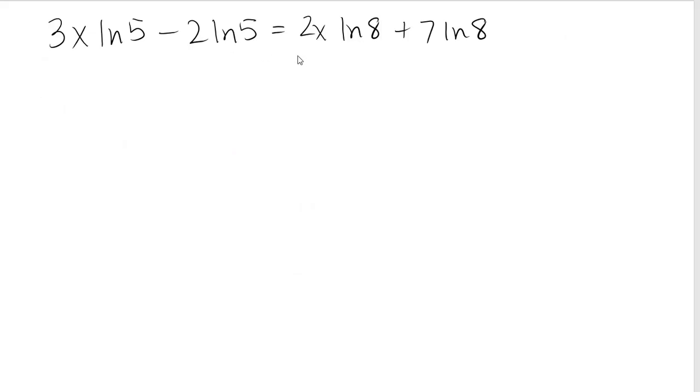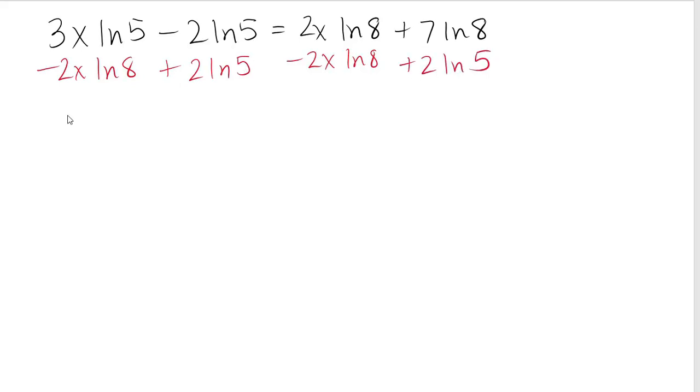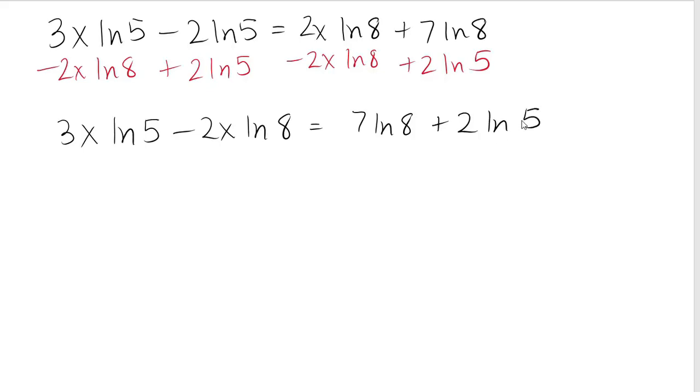This is a linear equation, so I want all copies of the variable on the same side. So I'm going to subtract 2x times the natural log of 8 from both sides. I also want to make sure that any terms that don't have an x in it are on the other side. So this 2 natural log of 5 has got to go to the other side. I'm going to add 2 times the natural log of 5 to both sides. On the left side, we get 3x natural log of 5 minus 2x natural log of 8. And on the right side, we get 7 natural log of 8 plus 2 natural log of 5.